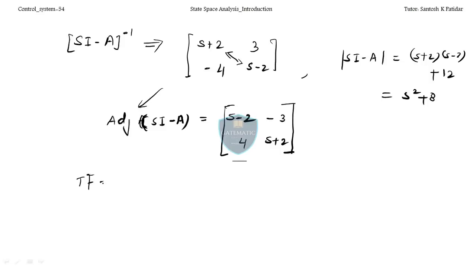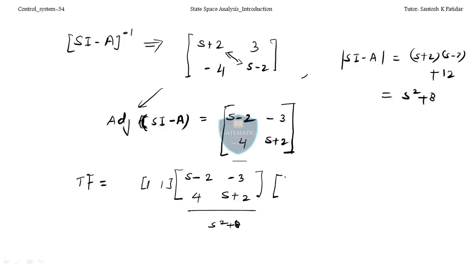So let me come over to the transfer function equation now. s minus 2, s plus 2, minus 3, 4, divided by s squared plus 8. Here C is [1 1]. Here B is [3 5]. Now you will multiply inside these two. What you will finally get, can I write the final? Just multiply this into this, then multiply with this 3 and 5.